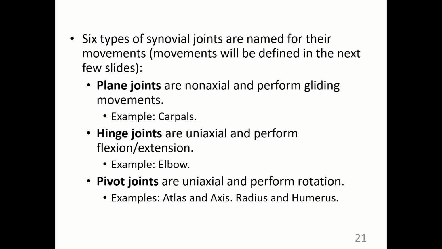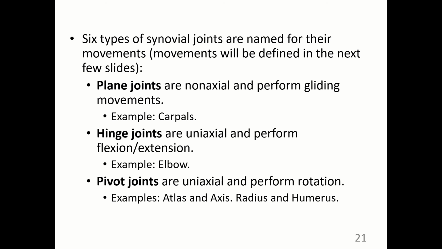All right, 6 types of synovial joints are named for their movements. Movements will be defined in the next few slides. I went ahead and gave you a bit of a rundown of them. So let's look at those 6 types of synovial joints. Plane joints are non-axial and perform gliding movements. Examples are the carpals.